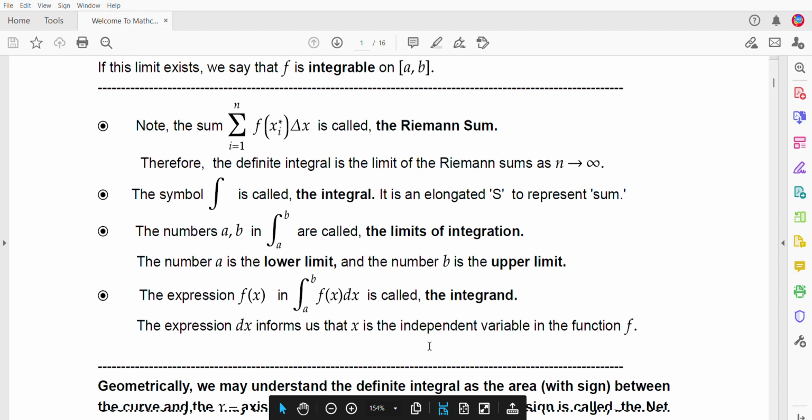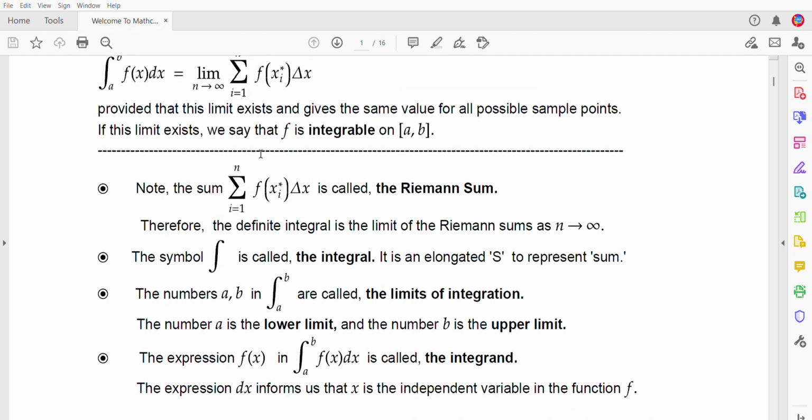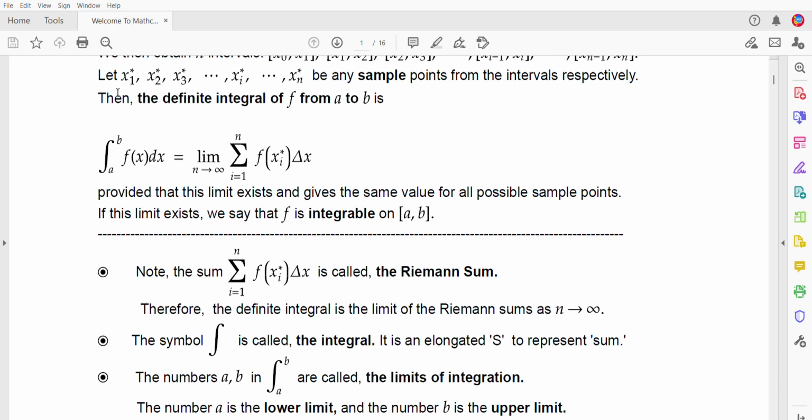Note the summation i going from 1 to n, f of xi star delta x, is called the Riemann sum. Therefore, the definite integral is the limit of the Riemann sums as n approaches infinity.